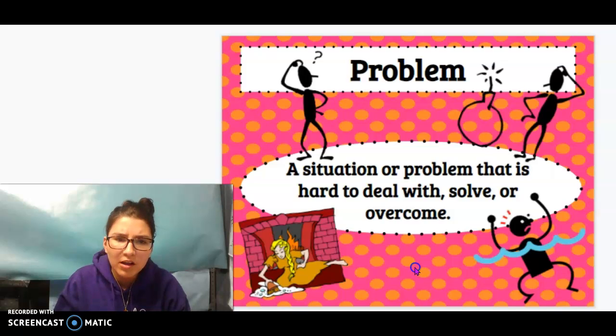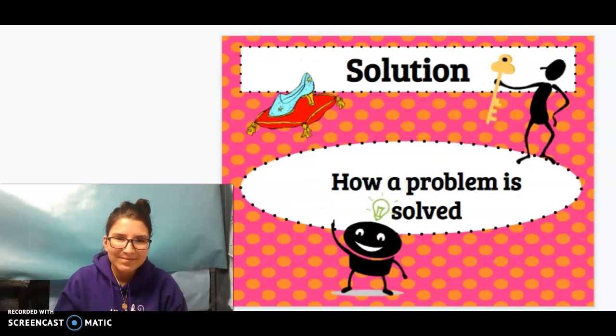What is that word called? What do you think that word's called when they want to fix the problem, or they want to solve the problem? It's called solution. So a solution is how a problem is solved.